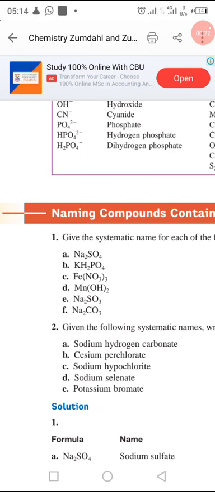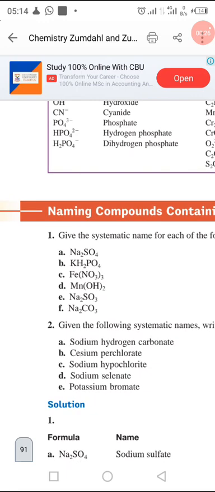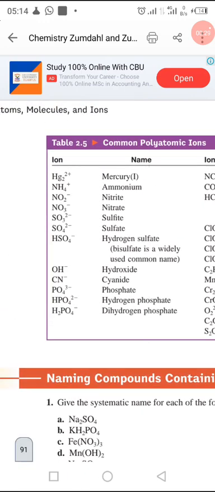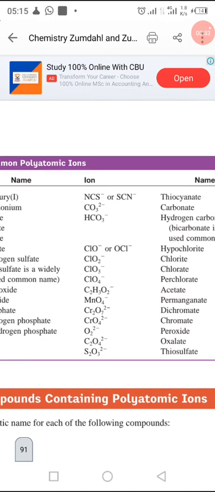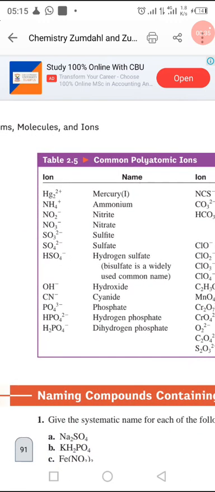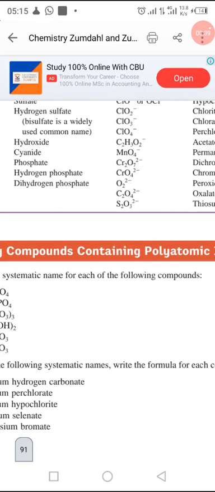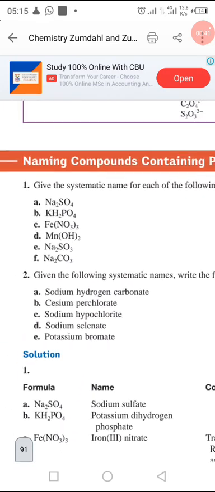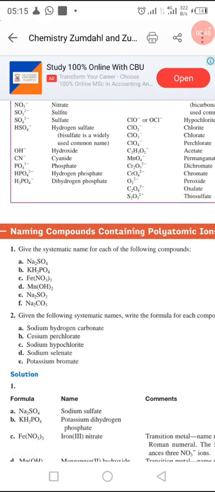Let's continue where we ended. Now let's start to name. Here are some of the articles before I go any further. Polyatomic ions. These are some of the things that you have to know, but it's not the same as what has been provided to you.